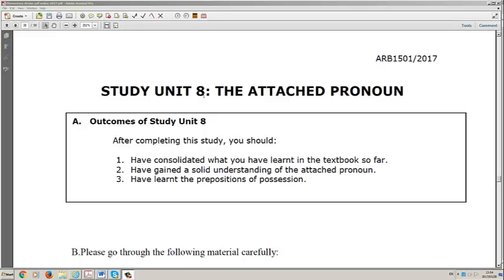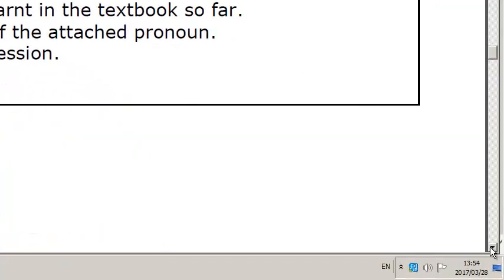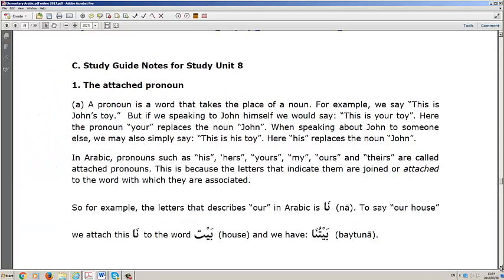Okay, students, welcome to study unit 8, and today we'll be dealing with the attached pronoun. Now, an attached pronoun in English is the way we put words like his, hers, yours, and theirs. Instead of saying John's toy, we'll say his toy, or Jane's toy, her toy, and so on.